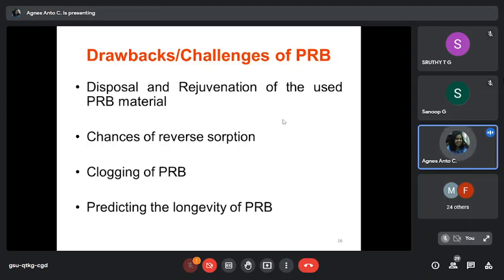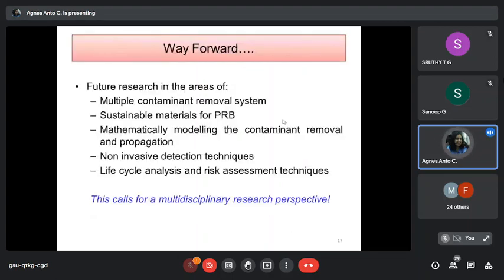We do have mathematical models like COMSOL, ModFlow. There are numerical mathematical models available for predicting it, but to what extent accurately you can predict it is also a drawback or a challenge for effective operation of PRB. Next is the way forward, which will help you go for advanced research so that you can improve the functioning of your permeable reactive barrier.